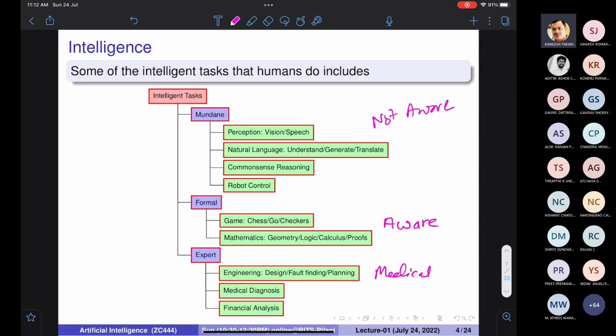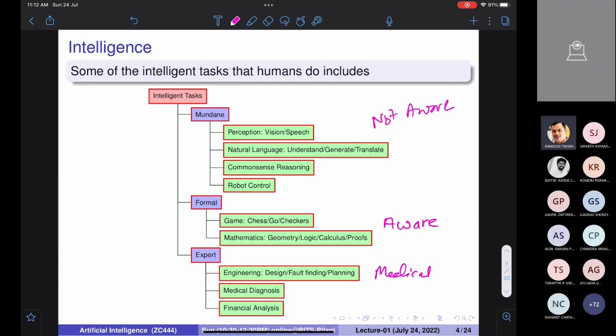Formal tasks are done by the deeper section of the brain. Maybe expert tasks too, because formal tasks also you can get expertise in. If you are expert at something, it goes inside your frontal part.